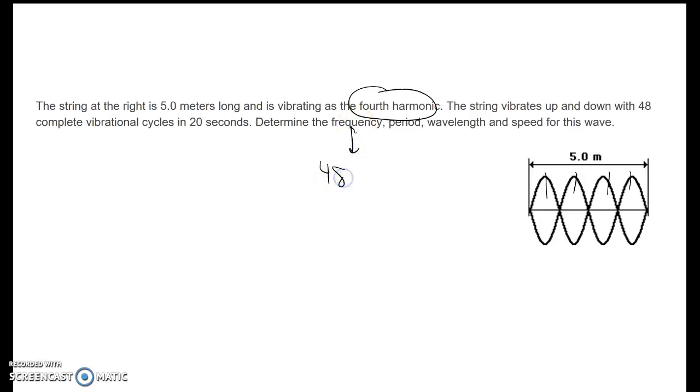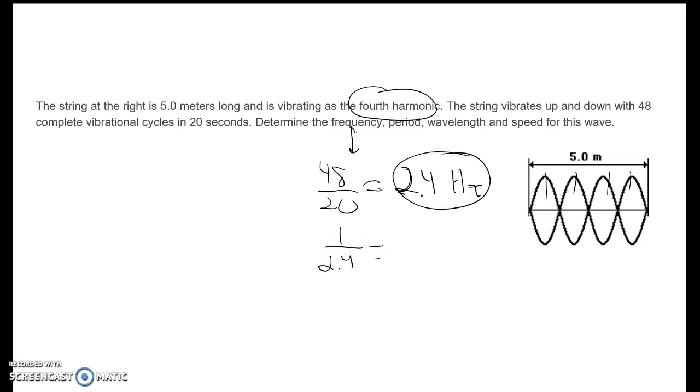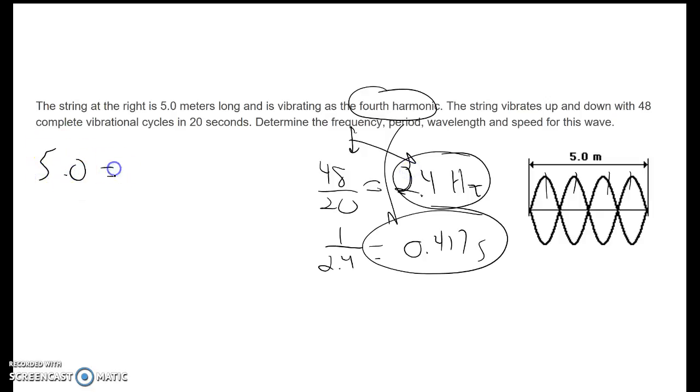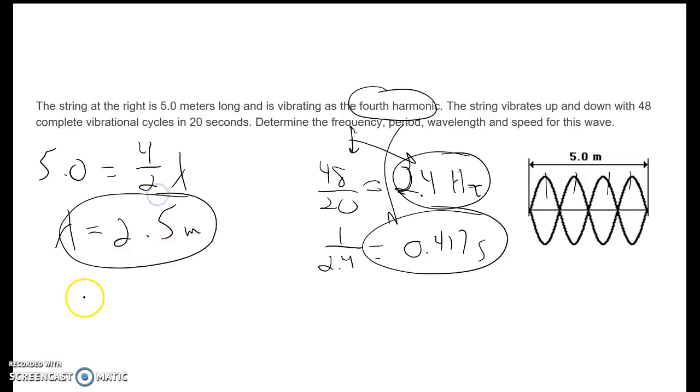Frequency would be 48 divided by 20. So when I take 48 divided by 20, I get a frequency of 2.4 hertz. If I take 1 over 2.4, that'll be my period of 0.417 seconds. So there's our period, there's our frequency. Wavelength, we know the length of our string is 5. We're in the fourth harmonic, so it's 4/2 times wavelength. So it'd be 5 divided by 2. So wavelength will be 2.5 meters. Since our speed is wavelength times frequency, 2.5 times 2.4, we get approximately 6 meters per second for our speed.